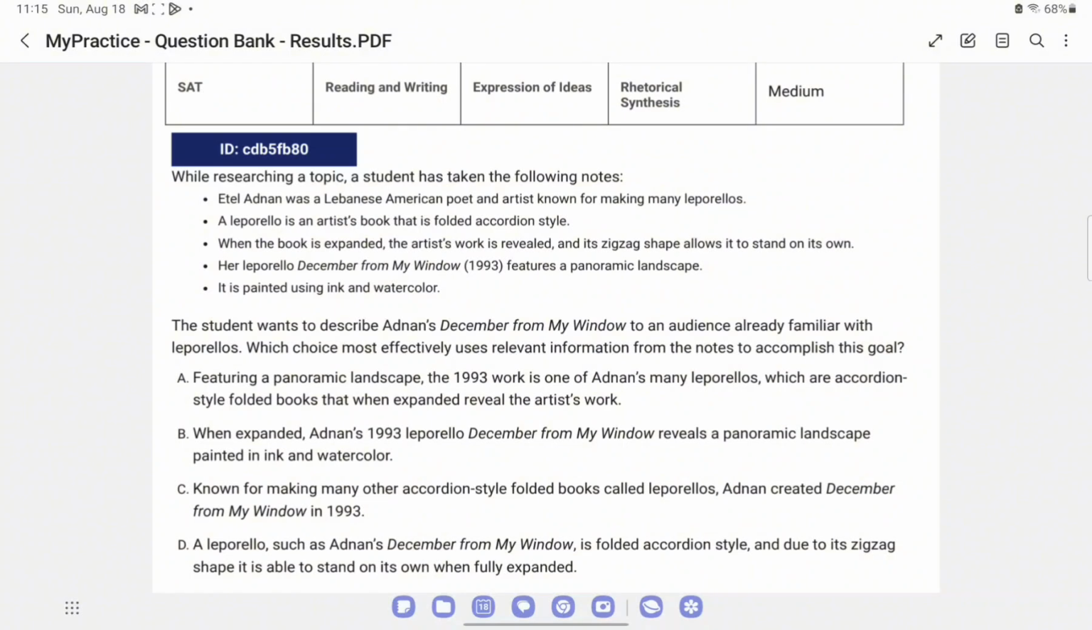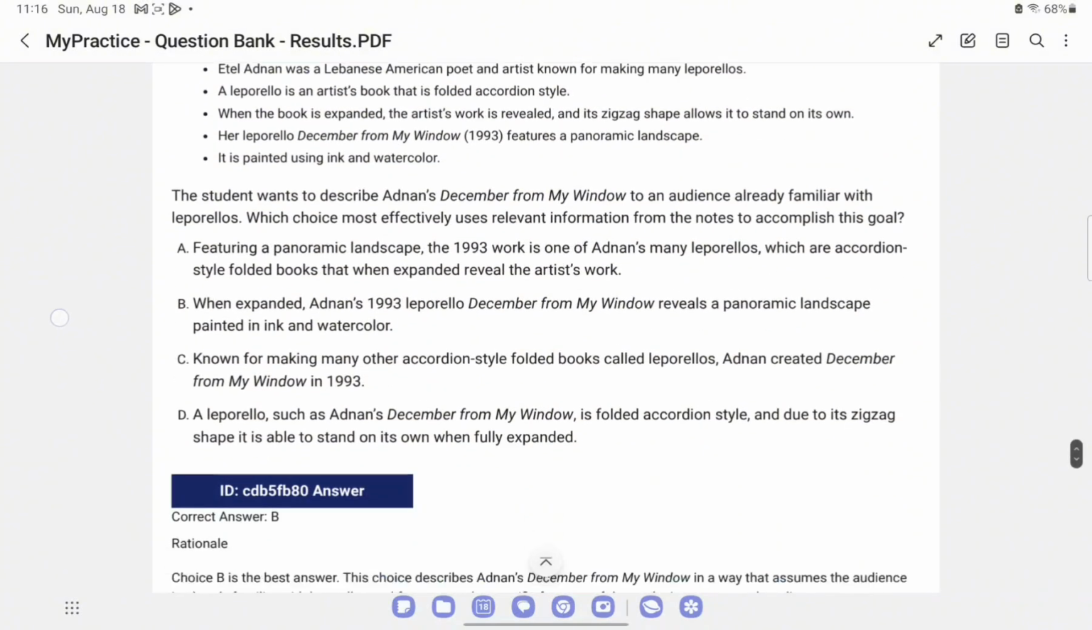So we're gonna go with B because it doesn't describe what a Leporello is, and it describes how the painting looks.